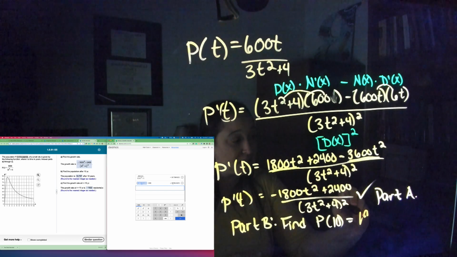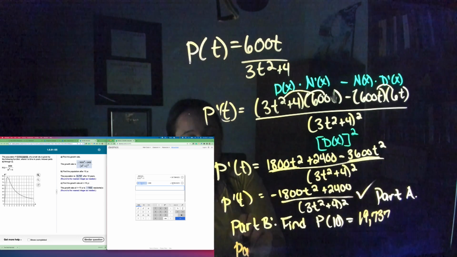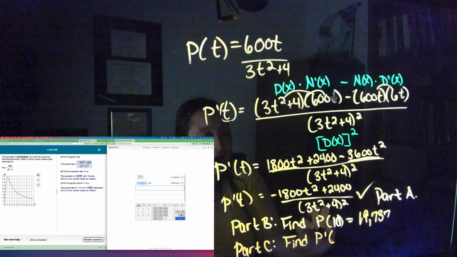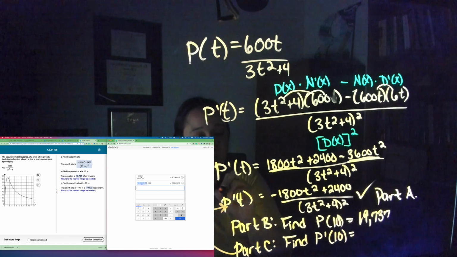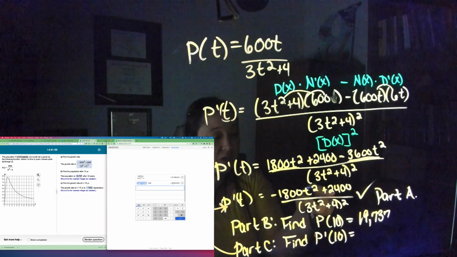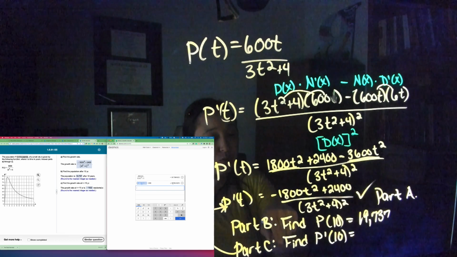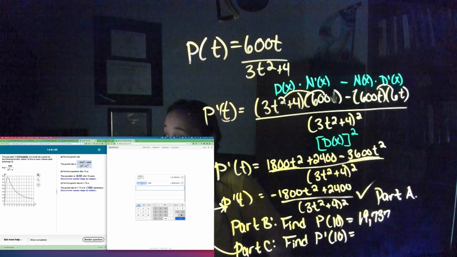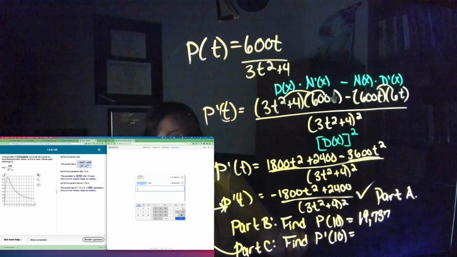Okay. Now part C, let's put that down. So that would be 19,737. Part C, what we want to find is P prime of 10. So we're going to go back to the derivative that we found, which is right here. And then we're going to substitute 10 into this thing, because that gives us our rate of change, right? So what we're going to find is our rate of change, or our growth rate, when time is 10, after 10 years. So for this part C, we're going to go to that derivative here, and in Desmos, we're going to substitute 10 into that.